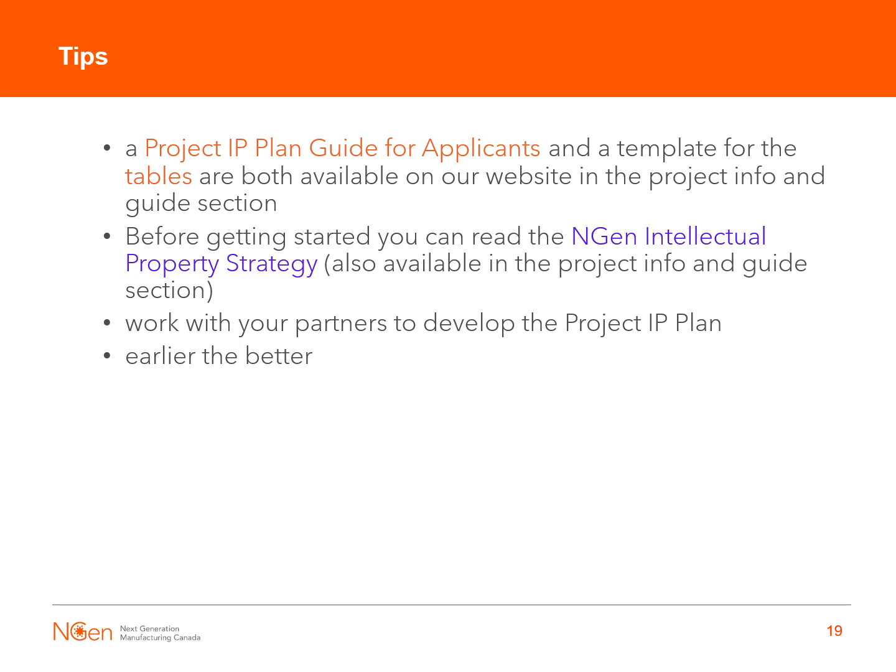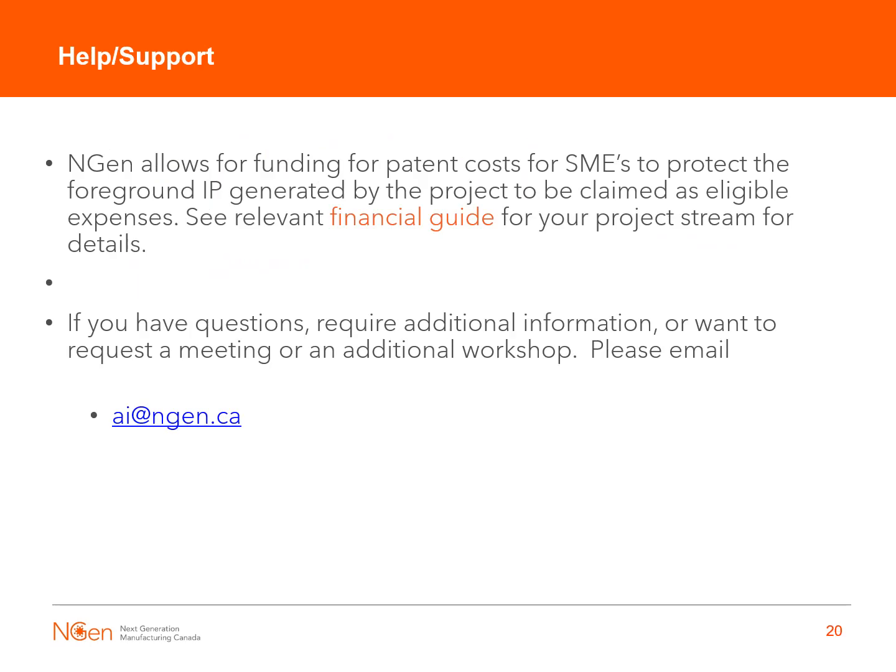Finally, we encourage you to work with your partners to develop the IP plan. Do not try to develop the IP plan in silos. And the earlier you get to working on this, the better. Finally, NGen does allow for funding for patent costs for SMEs to protect the foreground IP generated by the project to be claimed as eligible expenses during the project. If you see the relevant financial guide for the AI stream, you will find the particular details.